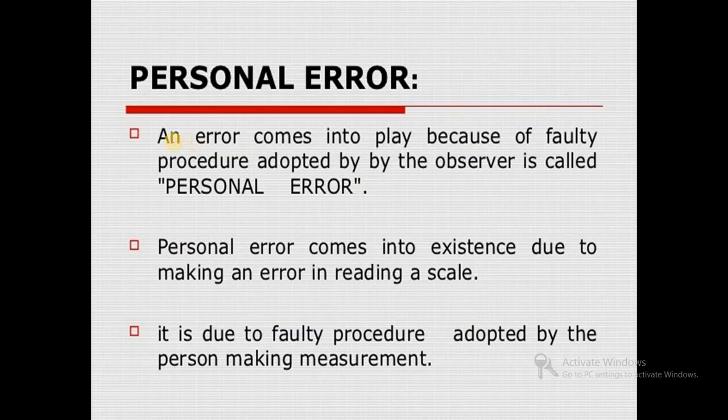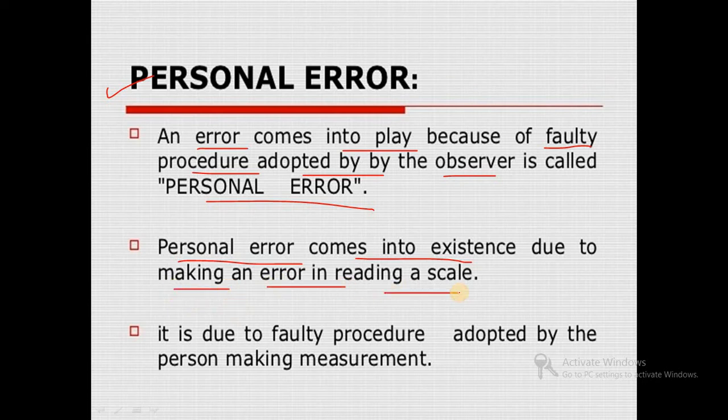Their first type is personal error. What is personal error? An error that comes into play because of a faulty procedure adopted by the observer is called personal error. If a person carries out a faulty procedure in the experiment, then that type of error is a personal error. Personal errors come into existence due to making an error in reading a scale.